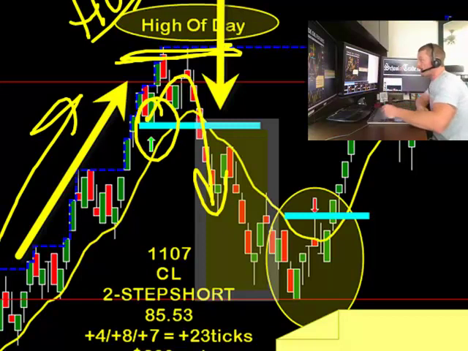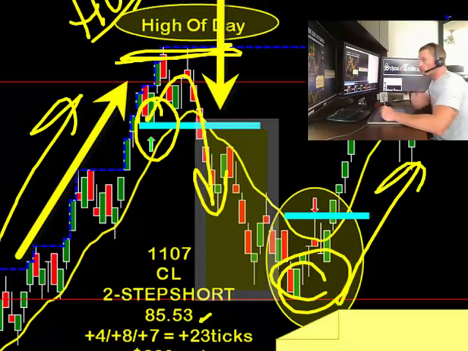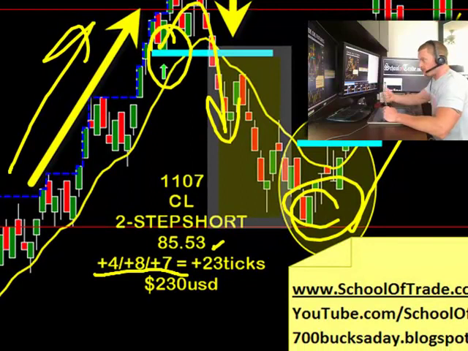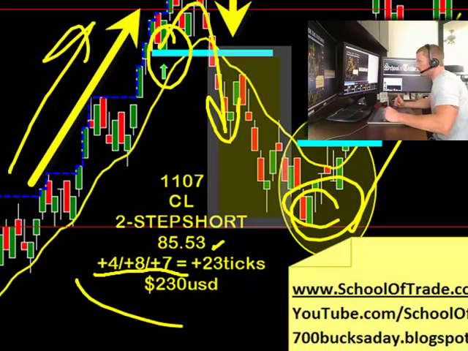So I shorted this thing here at 53s. A bunch of you guys did as well. A lot of members, though, waiting for the buy here, down here 85.30 for a wave trade to the long side, right? So a real seamless pattern. Two-step pattern short. We took our +4, +8, +7. 2 off at 4, 1 off at 8, 1 off at 7, 23 ticks or 230 USD.